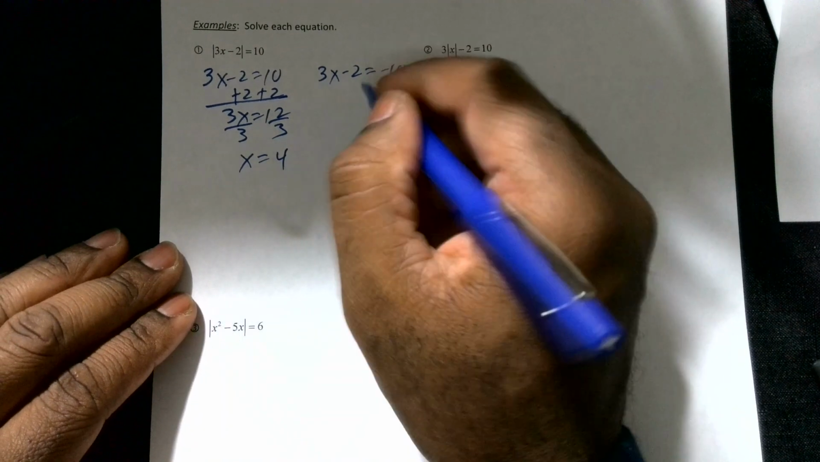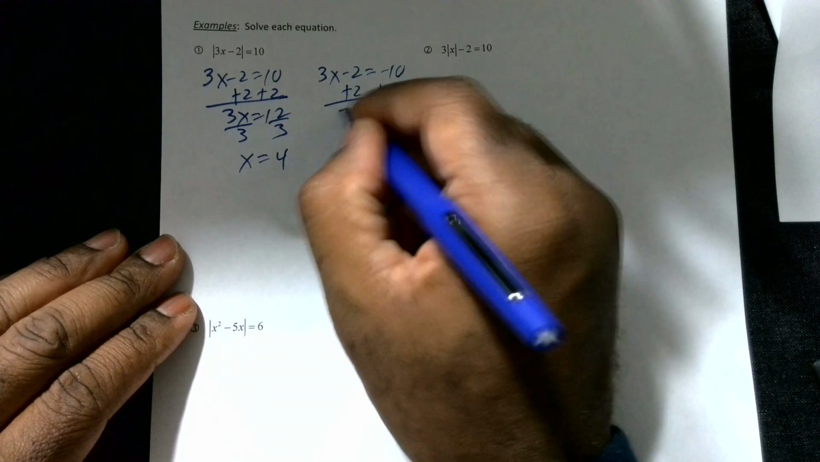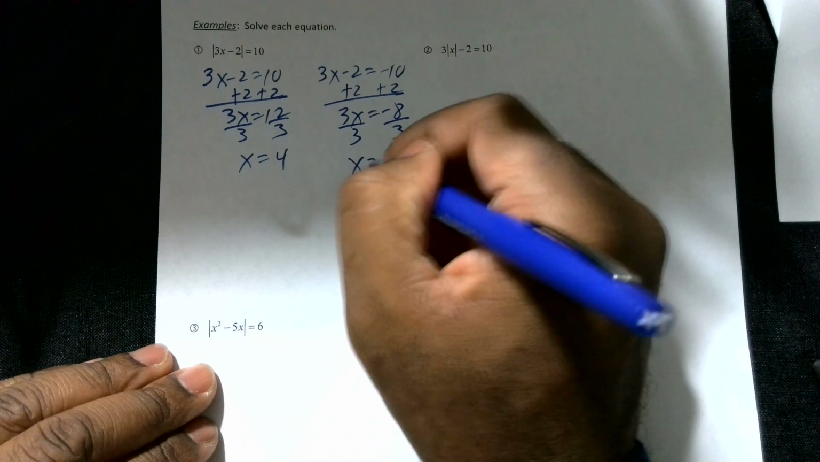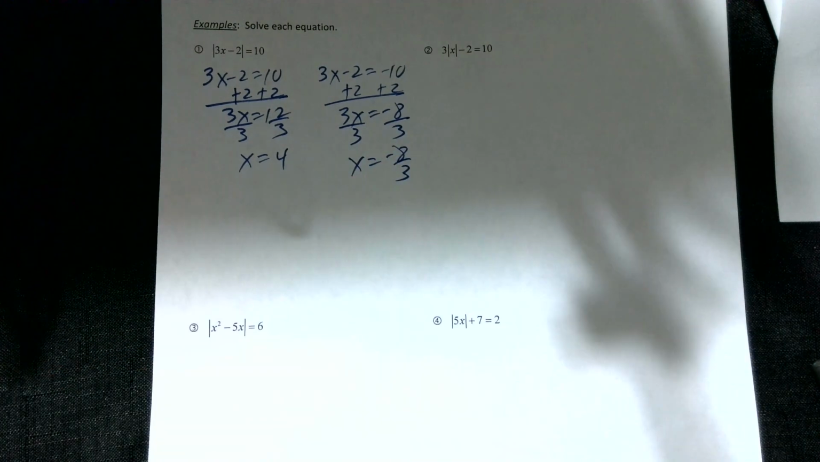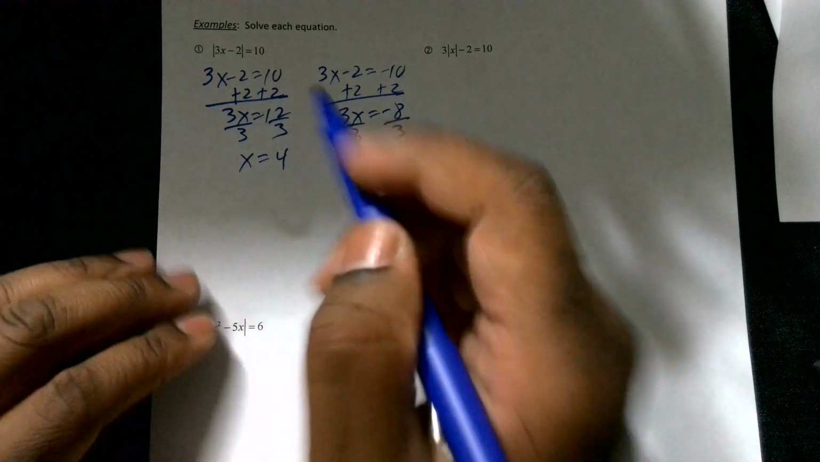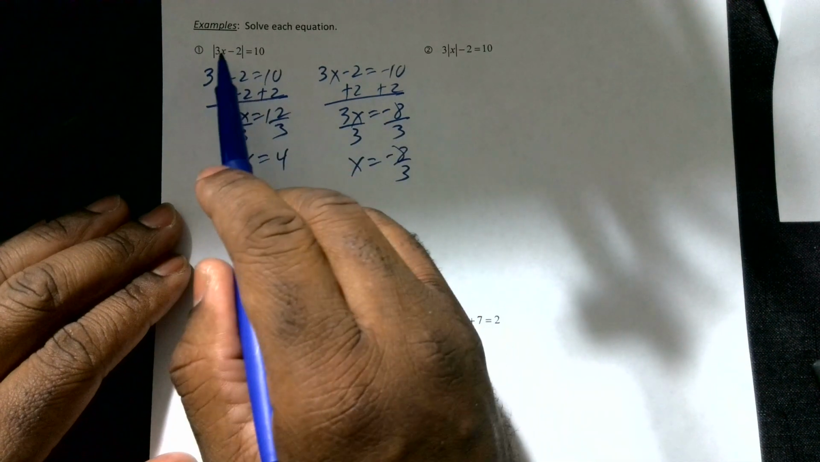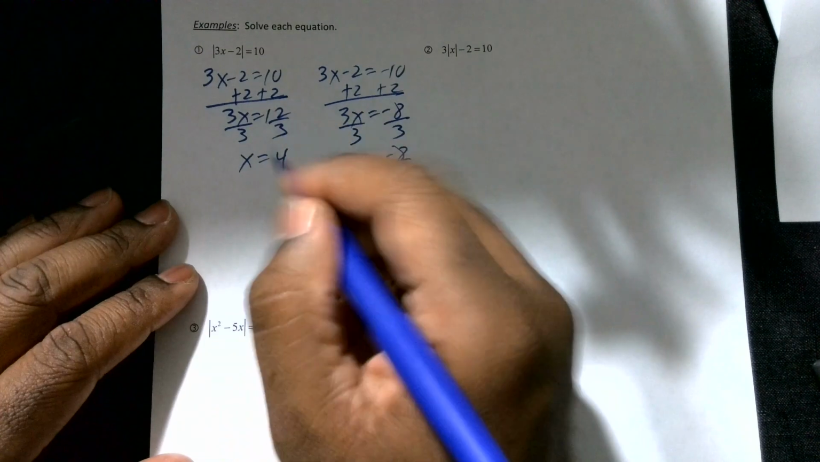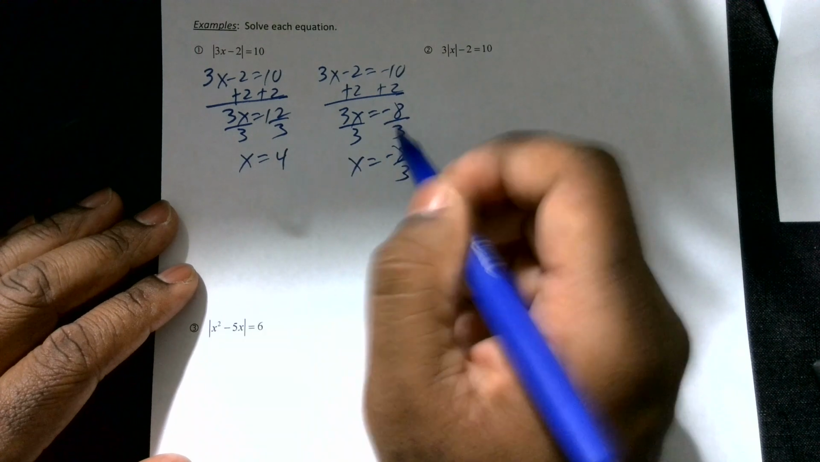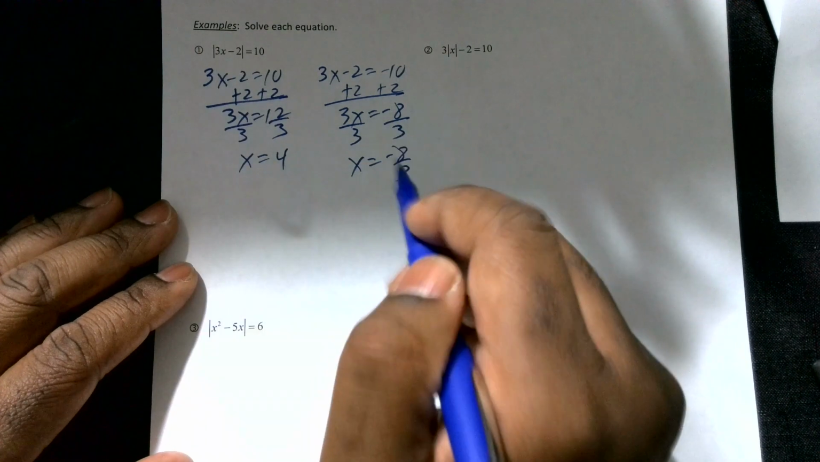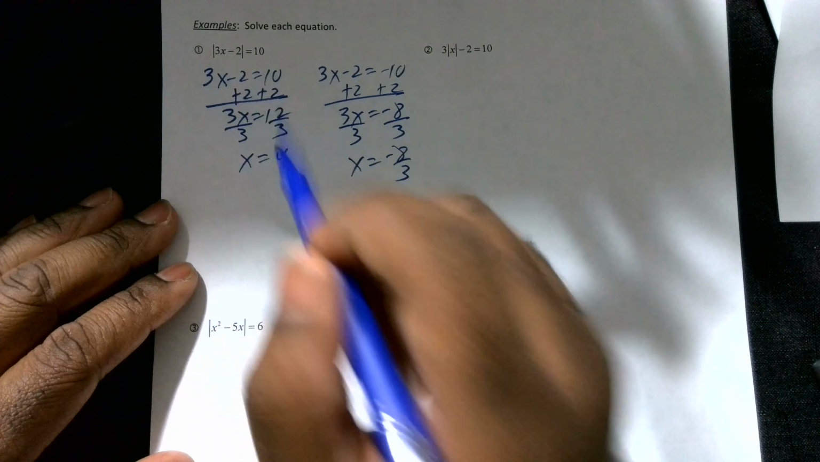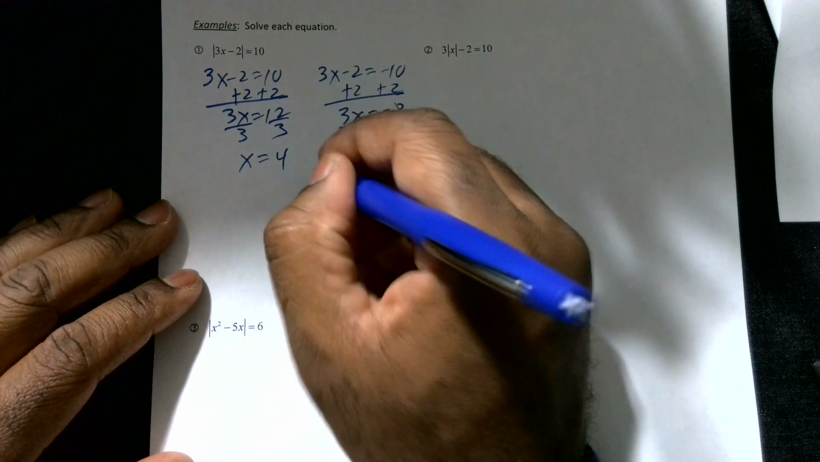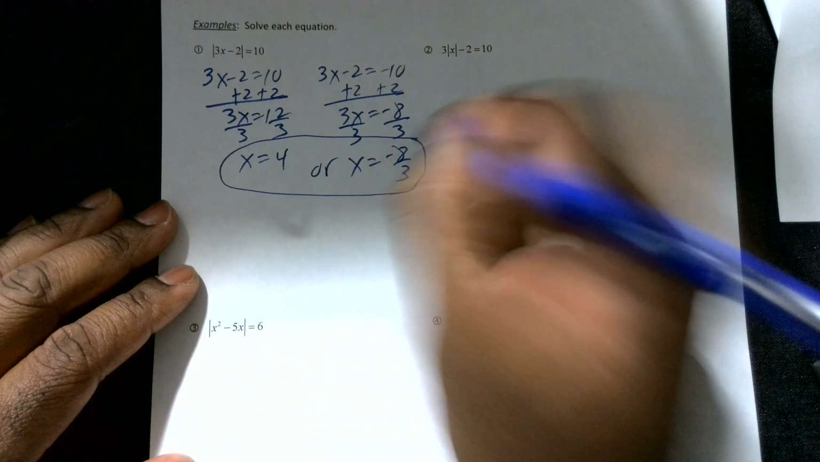Now we go here to the next problem. We will add 2 on both sides. 3x is equal to negative 8. Divide each side by 3, and x is equal to negative 8/3. Now we have to test and see if both of these work. So if we put in 4, 3 times 4 is 12 minus 2 is 10. Absolute value of 10 is 10, so we know x equals 4 works. Now we put in negative 8/3. These 3's will simplify out and leave negative 8 minus 2, which is negative 10, and the absolute value of negative 10 is 10. So it'll be x equals 4 or x equals negative 8/3.